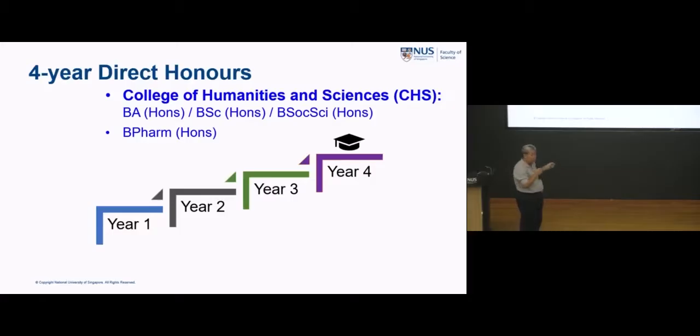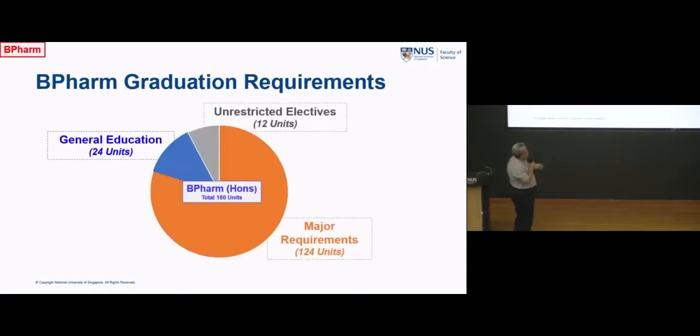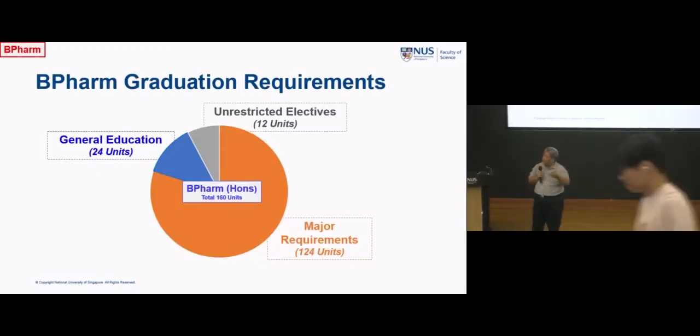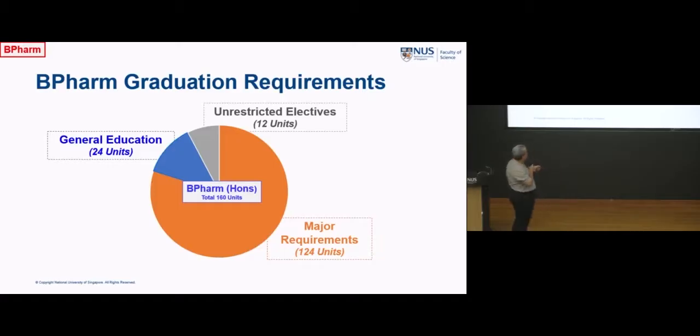All right, so understand this. This is the normal 4 years you are taking. This includes all of you from CHS, those who are taking the pharmacy course, and so forth. But let me just mention the course requirements now. When I say 40 courses, 5 semesters, and so forth, this is for the pharmacy people. I have some pharmacy people here too. So for you, you will have very heavy major requirements because this is a professional degree. And then, of course, you still have general education and some unrestricted electives, okay?